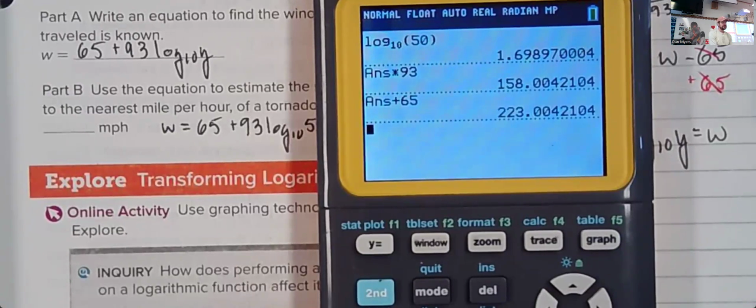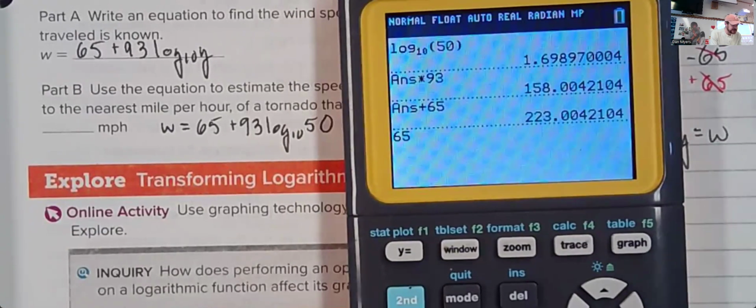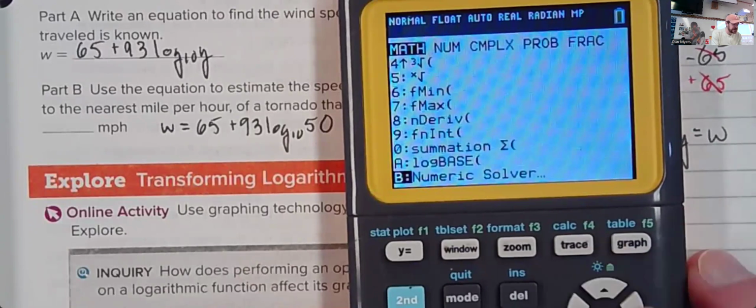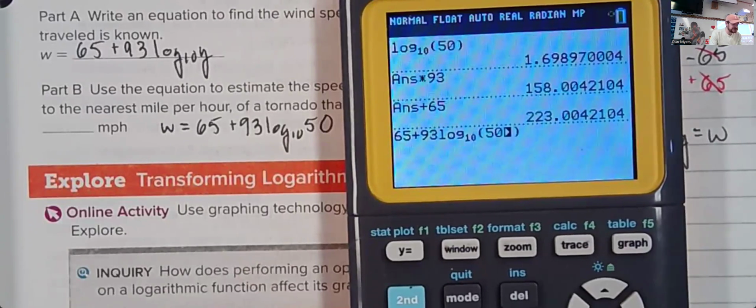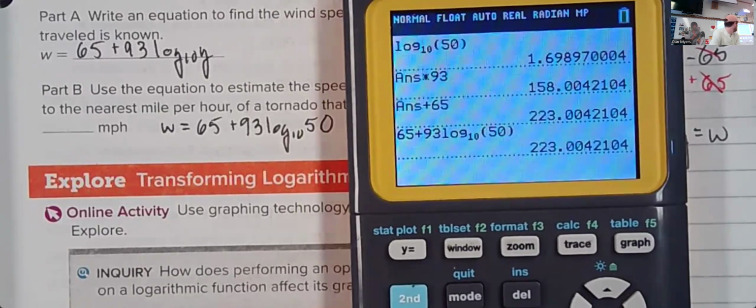Cool. Now we could have just typed this all in at the same time. We could have said 65 plus 93 and then log base 10 of 50. And it ends up being the same thing either way. So you can actually just type it in exactly as it appears on your paper.